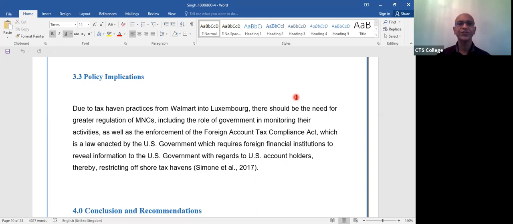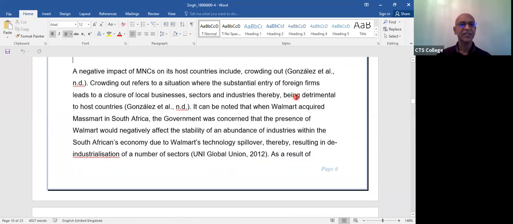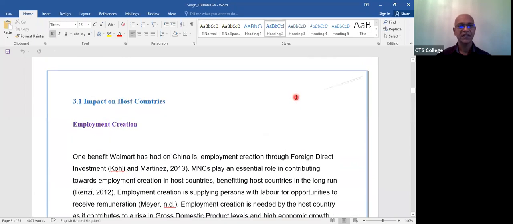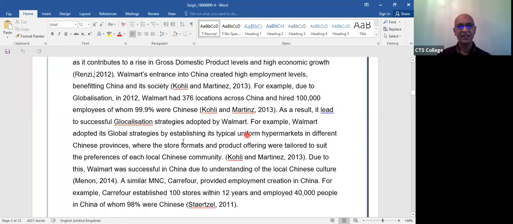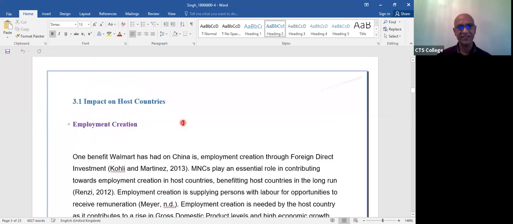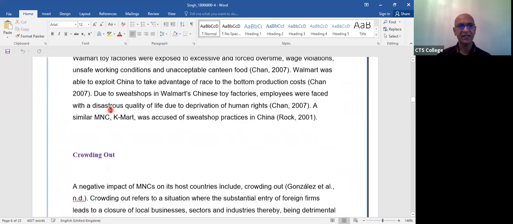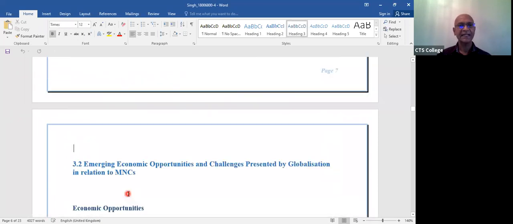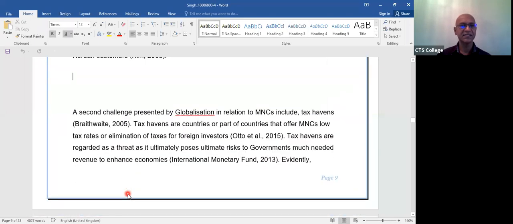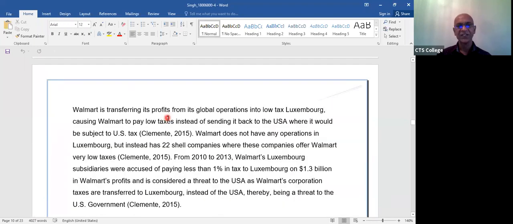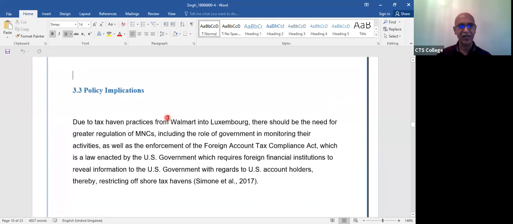Let me give you a hint. Try to recall the earlier parts of this student's report. So I will scroll up and you will see the student began by talking about, yes, these are benefits. So if they are benefits, then this does not require intervention because it's something favorable. This is an undesirable consequence, sweatshops. This is another undesirable consequence, etc. And in challenges, the student discusses tax havens and so on, right? So those were undesirable areas. And then in policy implications, the student only mentions here the need for government regulation with respect to the financial sector. So that is a hint.